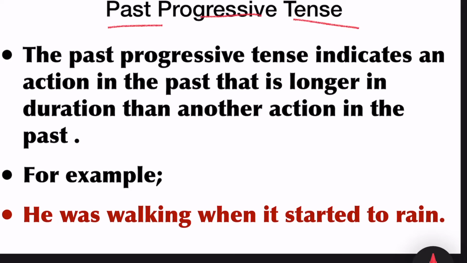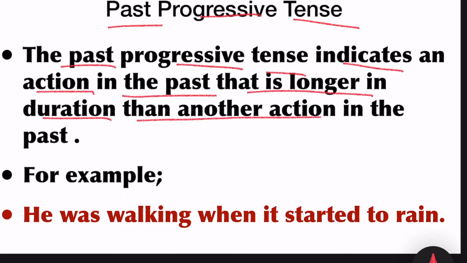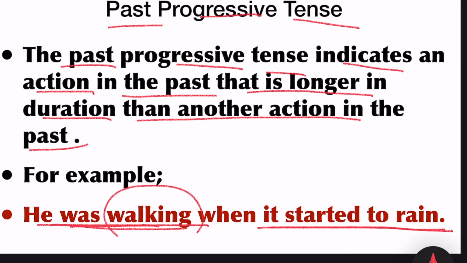Past progressive tense. The past progressive tense indicates an action in the past that is longer in duration than another action in the past. For example, he was walking when it started to rain. In this example sentence, he was walking for a longer duration before it started to rain. This action, walking, was continued for some time before it started to rain.